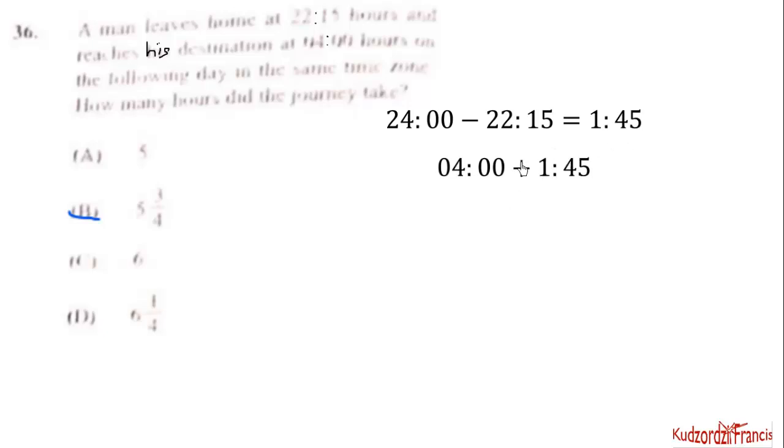So this is also a popular question that we have solved several times. We subtract 22:15 from 24 to get 1 hour 45 minutes. Then we add it to the 4 hours for the next day. That will give us 5 hours 45 minutes. This is the same as 5 and 45 over 60 hours, which gives us 5 and 3 over 4 hours. So the correct answer is option B, 5 and 3 over 4.